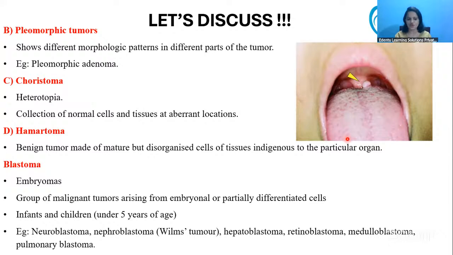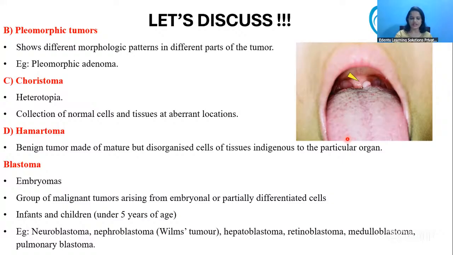Then we have blastomas also. Blastomas like neuroblastoma, nephroblastoma, and hepatoblastoma are kind of like embryomas. They are a group of malignant tumors arising from embryonal tissue. That is also very common in infants and children, and those are called blastomas.